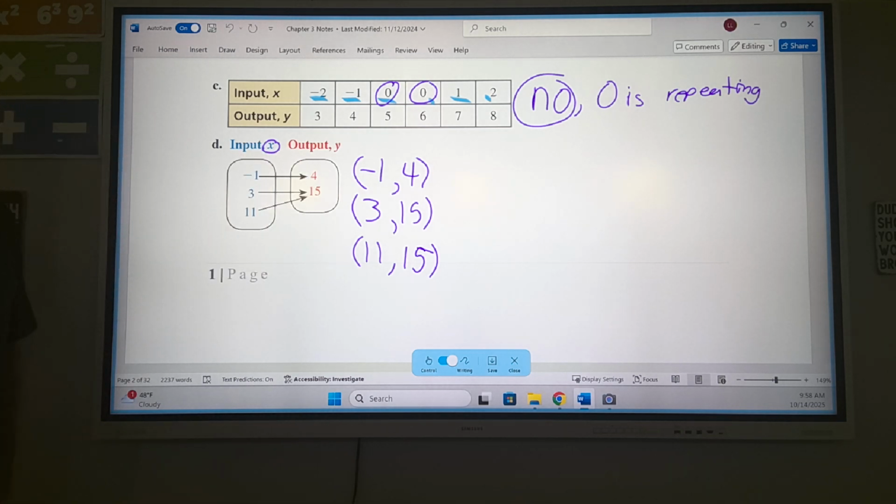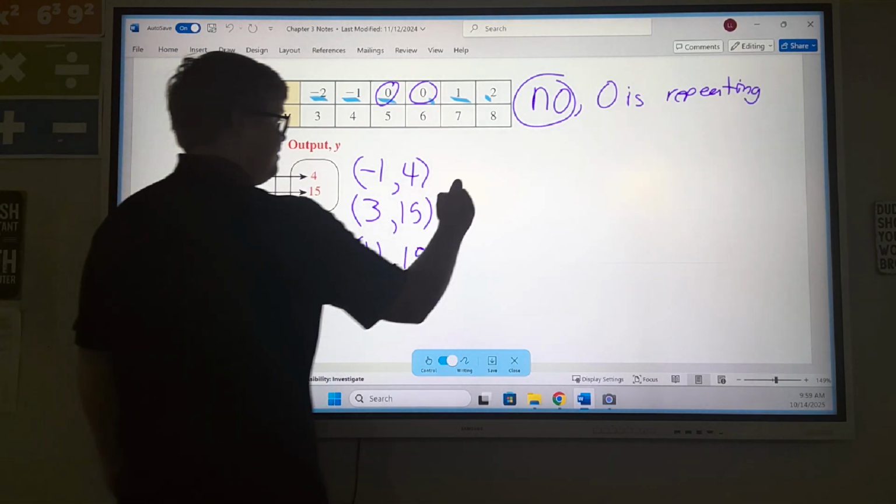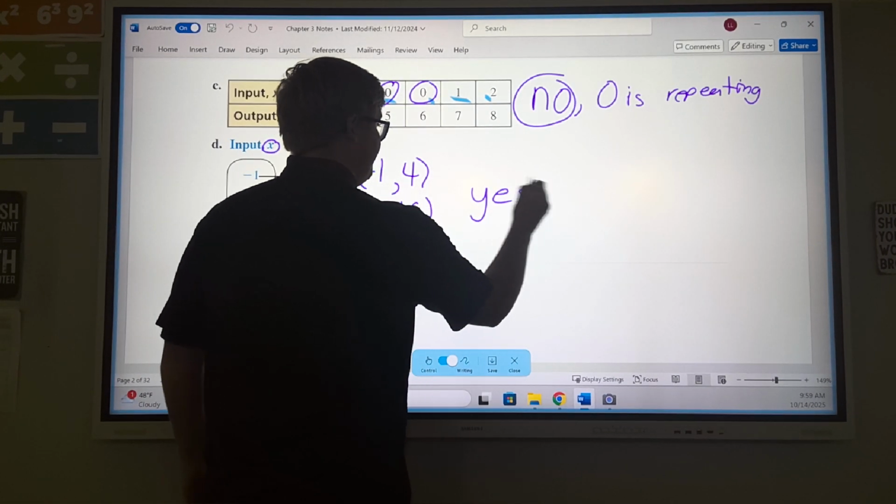Do we have a repeating x? No, we do not. So that means it is a function. So yes.